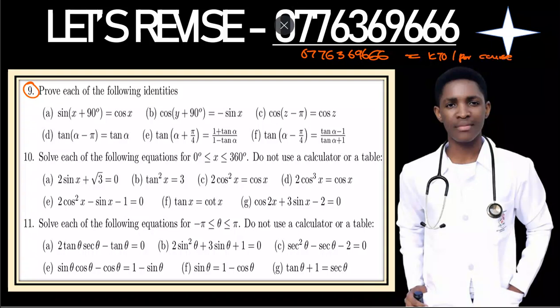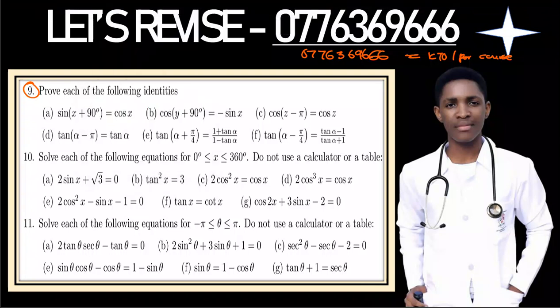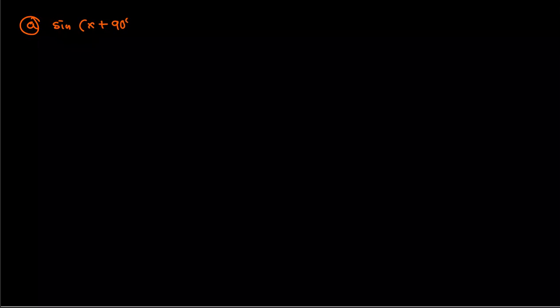Okay, so let's get into our program so that we may have all these things simplified. For you guys whom we started together in the holiday, we talked a lot of these things. So the first question is to prove sine x plus 90 degrees to be equal to cosine x.